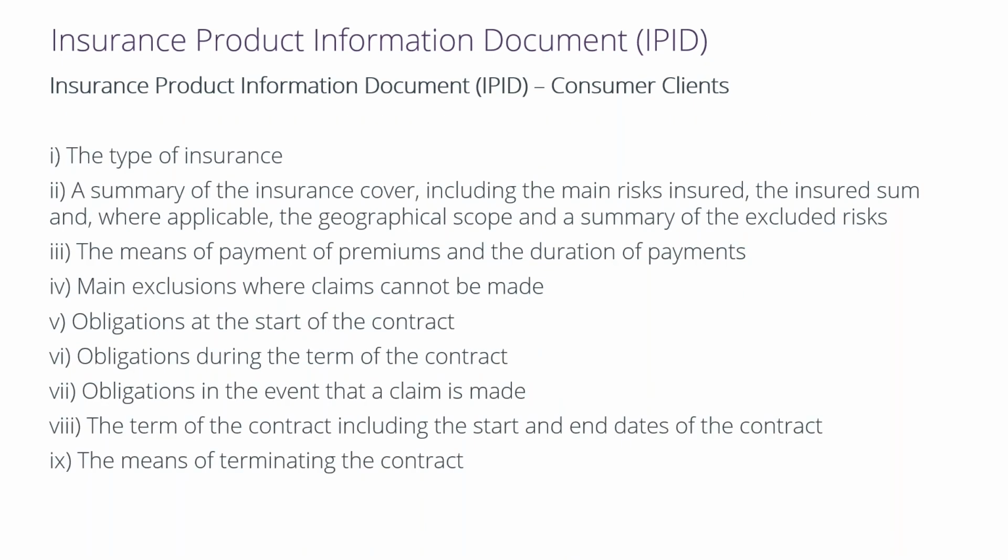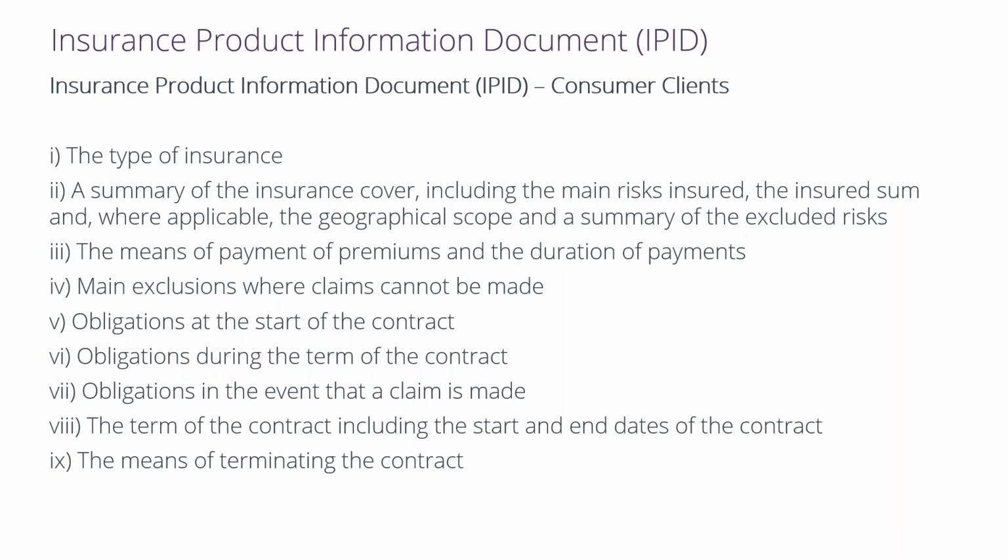Here is a list of the information that must be included for an insurance product information document. Firstly, the type of insurance. Secondly, a summary of the insurance cover, including the main risks insured, the insured sum, and where applicable, the geographical scope and summary of the excluded risk. Third, the means of payments of premiums and the duration of payments. Fourth, main exclusions where claims cannot be made.